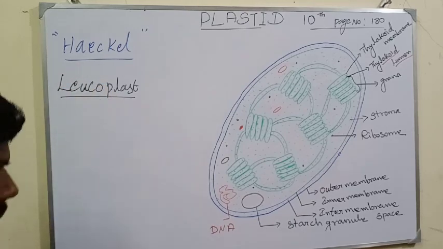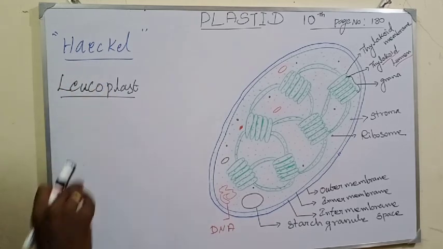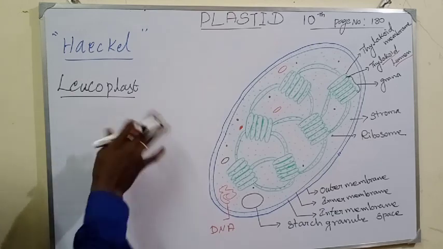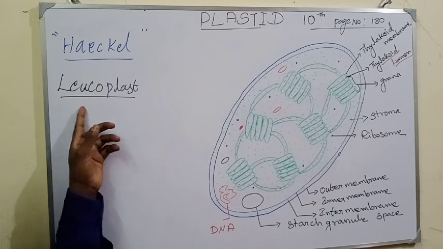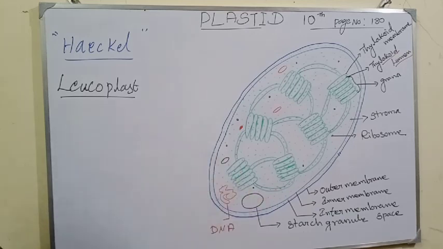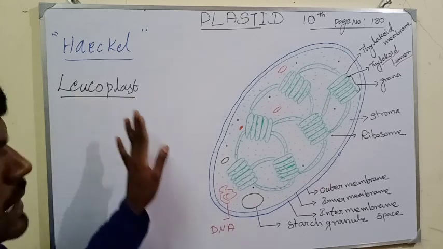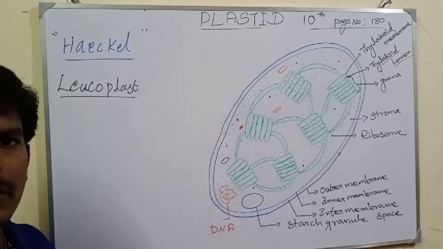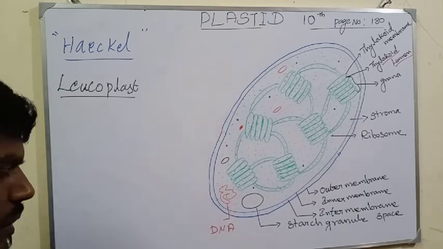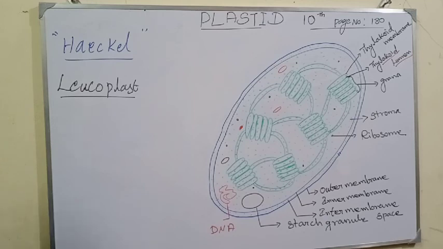See, leucoplast. Leucoplast means colorless plastid. Then how is it involved in food preparation? The leucoplast is not involved in food preparation. At the same time, the prepared food material is stored. So the leucoplast is involved in the storage function. On the basis of the food material stored, it is divided into three types. What are the types? First one, amyloplast.